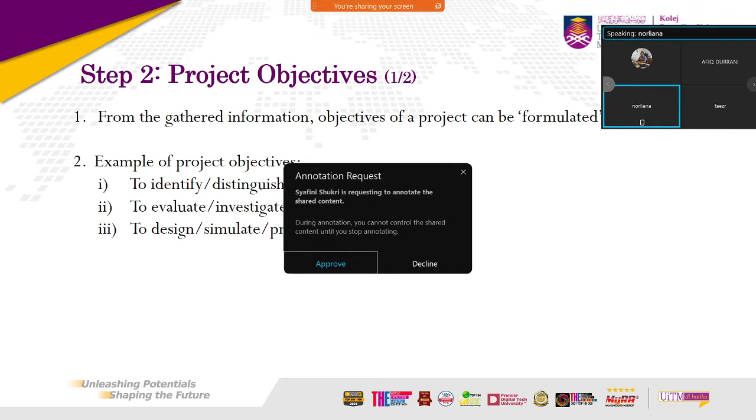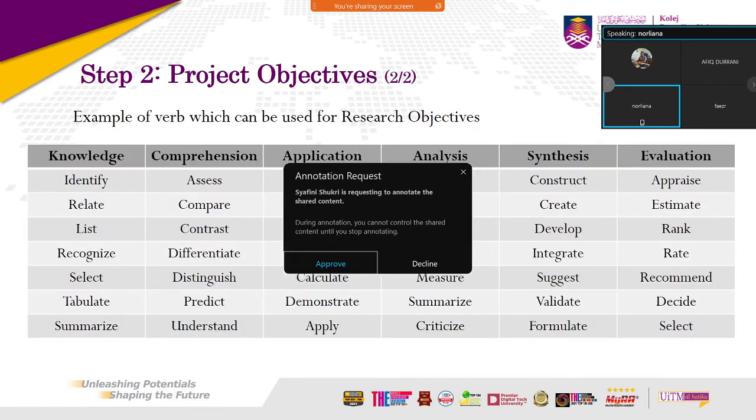So from what you have collected atau data that you have obtained daripada mind map dan table tadi, you can formulate objectives for your project. Okay, next. Here is some of the example of the research objectives that can be used.